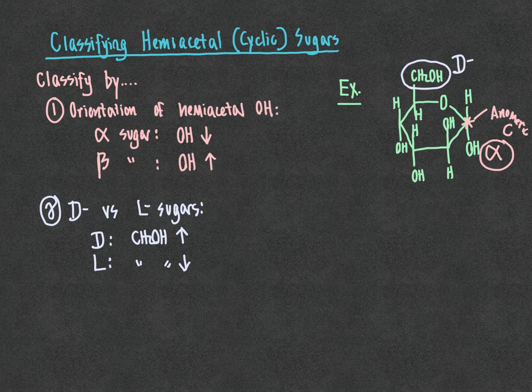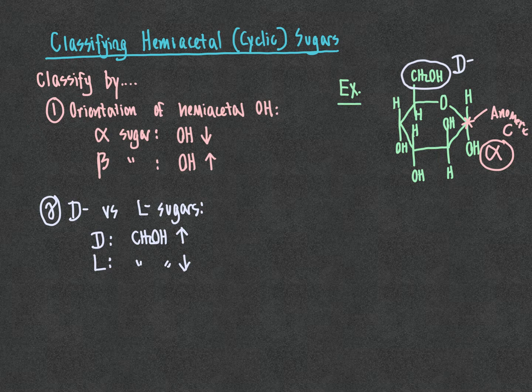These sugars are the ones that are most commonly prepared in nature. There are some bacteria and other unusual organisms that are capable of creating the L configuration sugars, but D is definitely the more prototypical one, and so that is the D sugar in this case.